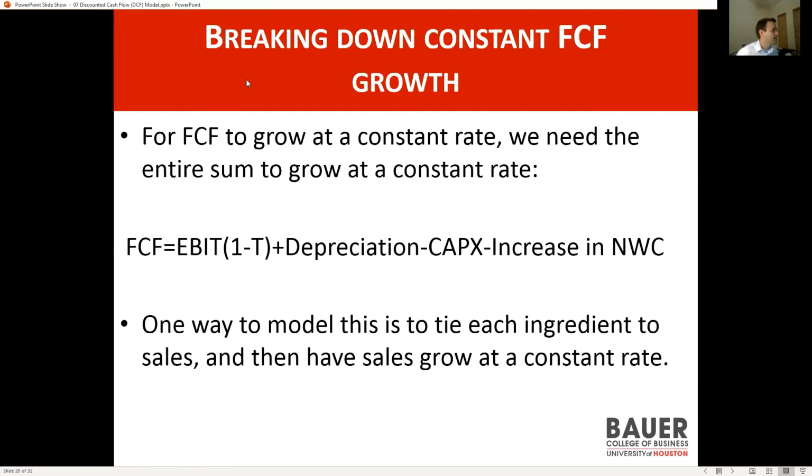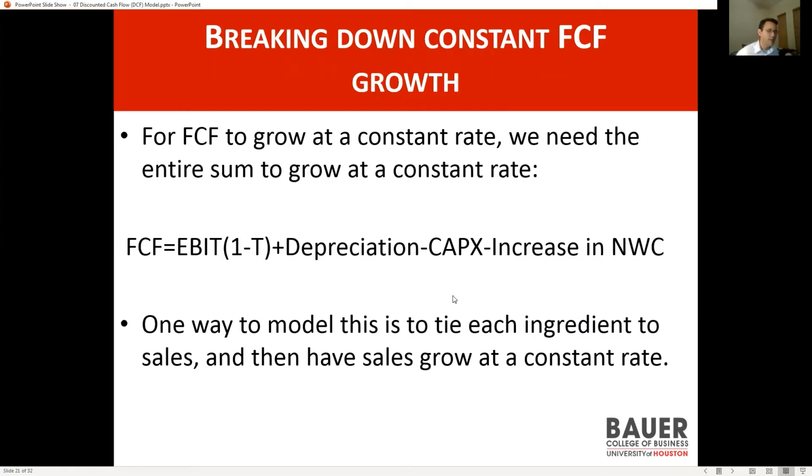Another thing I want to talk about, again, the finer points of this G, is what does it mean to say that the free cash flow is growing at a constant rate? We've got some G, where's that coming from? What does that mean about the fundamentals of the business? Well, intuitively, if your free cash flows are growing at some rate G, that means that this whole sum is growing at a rate G, right? EBIT times 1 minus T plus depreciation minus CapEx minus increase in net working capital. This whole thing has to be growing at G in order for your free cash flows to grow at G.